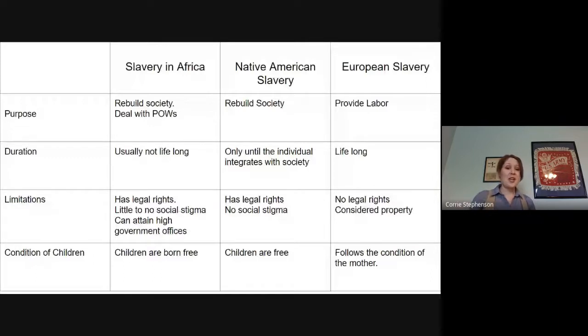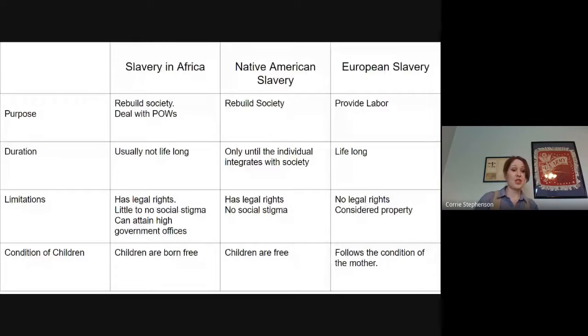Both in Africa and among Native Americans, slaves do have some legal rights. There are levels of treatment they are supposed to receive. And there's really no social stigma connected to having been a slave. Some slaves attain high government offices in Africa. Among Native American societies, slaves are not treated vastly different from free people. Among Europeans, though, slaves have no legal rights. They are physically considered property of the people who own them.